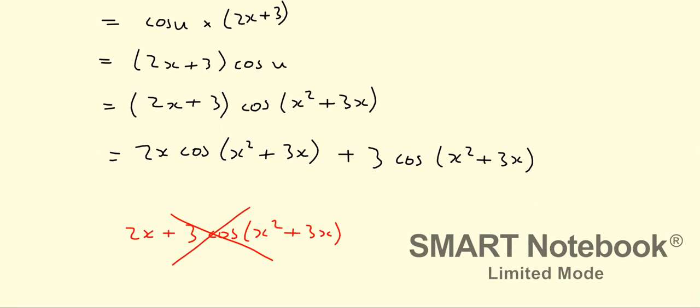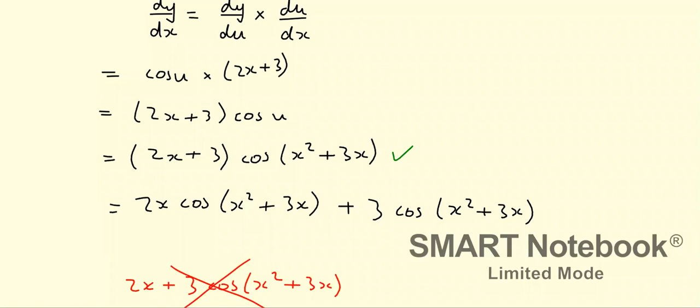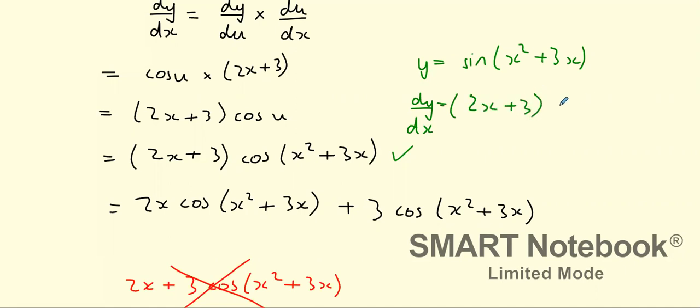Right, okay, so now you're all sort of recognizing where your mistakes are happening. Now, what have you spotted when you differentiate? So what we've realized here is that if y equals sine of x squared plus 3x, we get dy by dx equals 2x plus 3 times cos of x squared plus 3x.